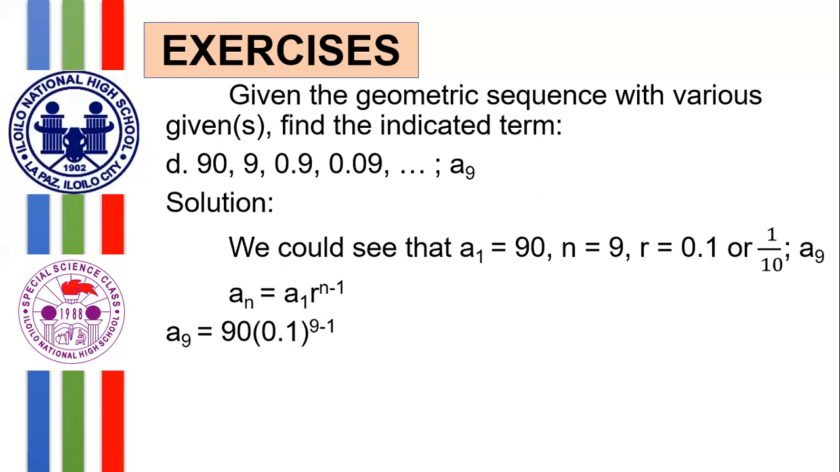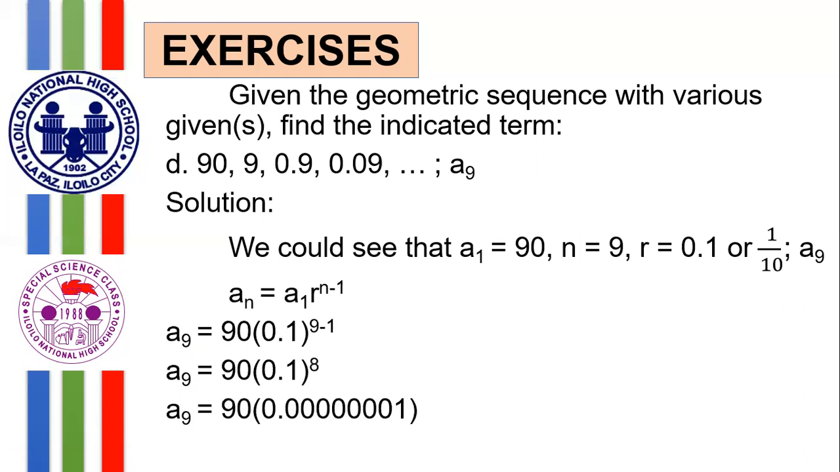Now, supposing I'm going to use the decimal for now. By substitution to this form, I have a sub 9 equal to 90 times 0.1 raised to 9 minus 1. The exponent simplifies to 8. And 0.1 to the 8th power is actually 7 zeros followed by 1 after the decimal point. Multiplying these two gives you the ninth term, which is 0.00000009.